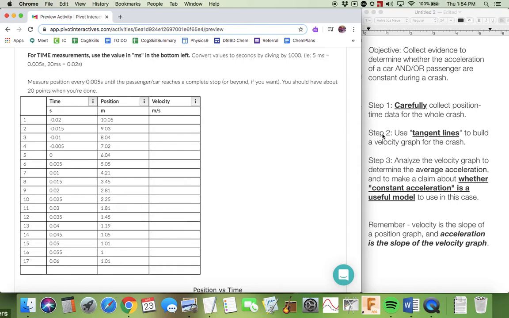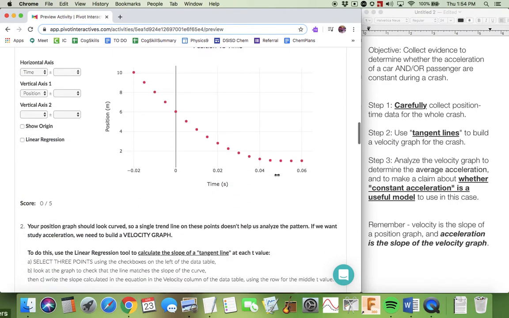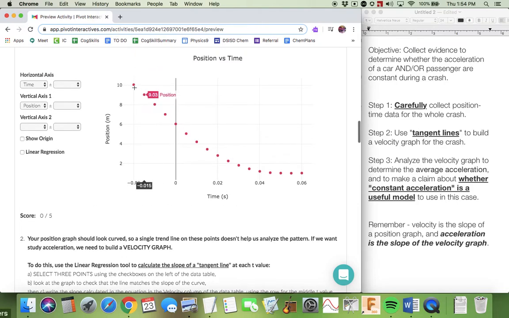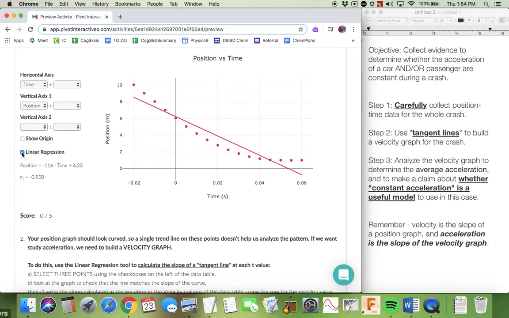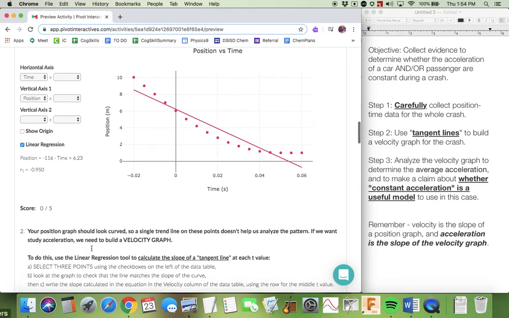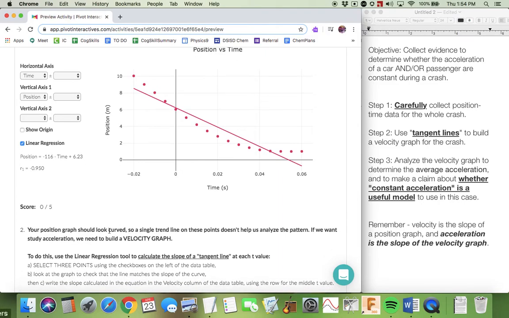I want to show you this step down here. So starting from here, this is what my graph looks like. And just like this says, your position graph should look curved. So a single trend line on these points doesn't help us analyze the pattern. That trend line doesn't really tell us all that much. If we want to study acceleration, we need to build a velocity graph. Here's what this looks like.